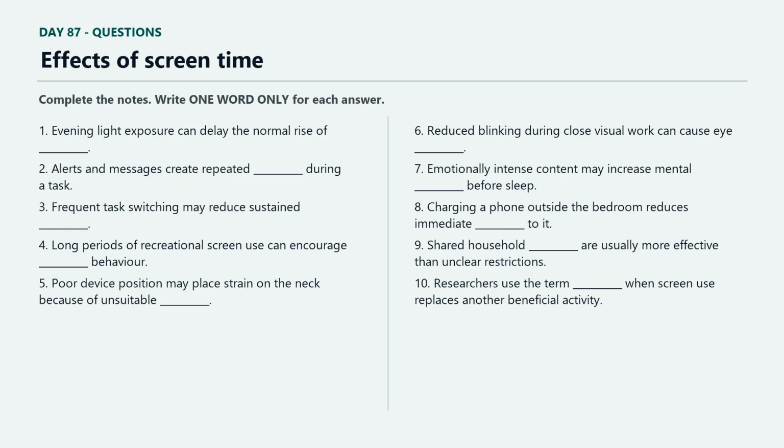Some people describe frequent switching as multitasking. However, when two tasks require conscious thought, the brain usually switches between them rather than processing both fully at once. Frequent task switching may reduce sustained concentration and increase errors, particularly during complex work. The effect depends on task difficulty, experience, motivation, and whether the interruption was chosen or unexpected.